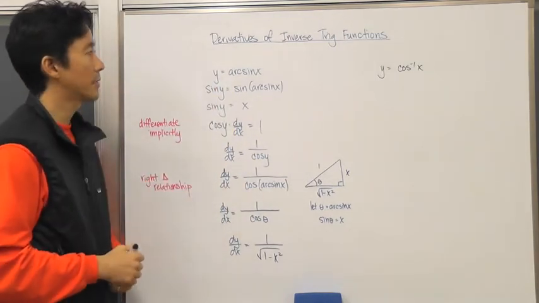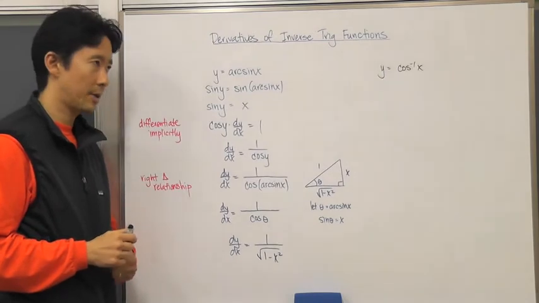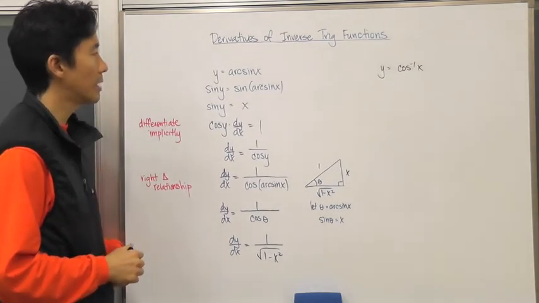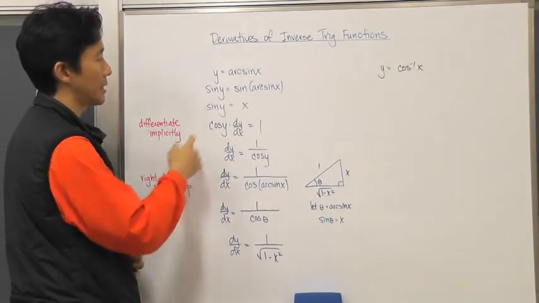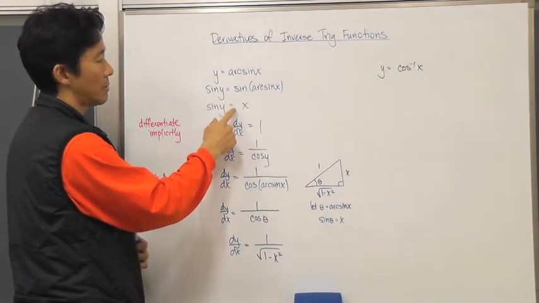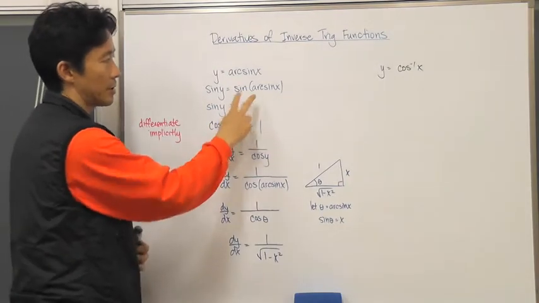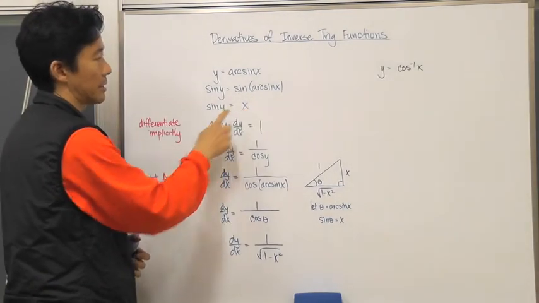y is equal to arc sine of x. Well, being that we cannot determine the derivative directly, we'll take the sine of both sides. So if we take the sine of both sides, notice what we come out with is the sine of y is equal to the sine of the arc sine of x. These two, of course, are inverses of each other, and so we come out with just x.